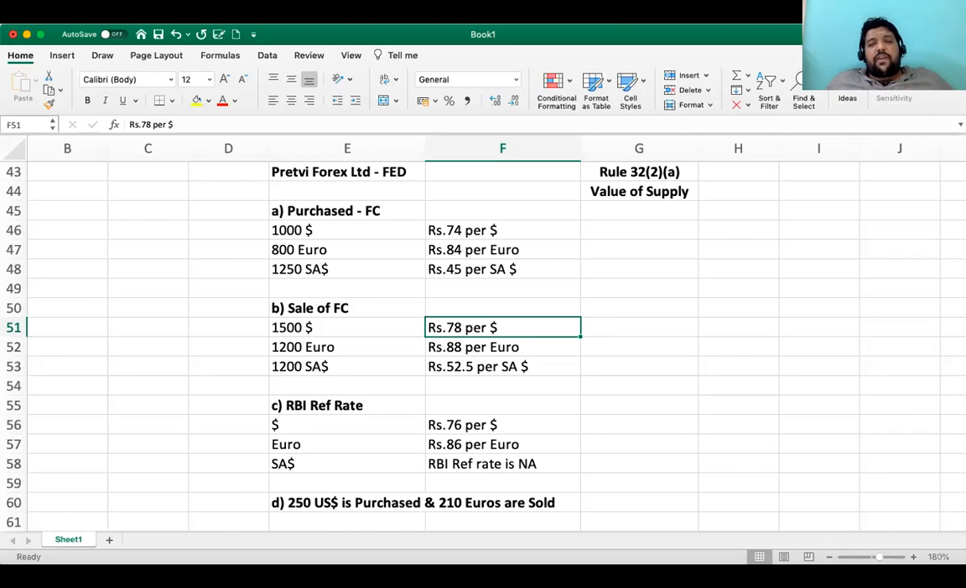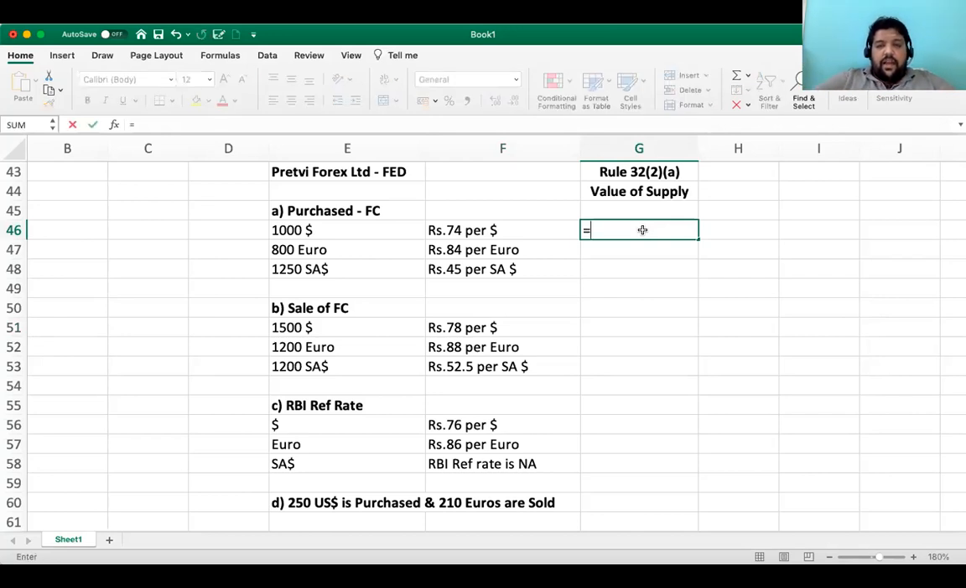People who have completed purchases can go for sales. In case some of you struggle with purchases, I'll do it for you. RBI reference rate is 76, whereas this fellow buys only for 74. The difference between RBI reference rate and buying rate into number of foreign currency, which is 1000, you'll get 2000.